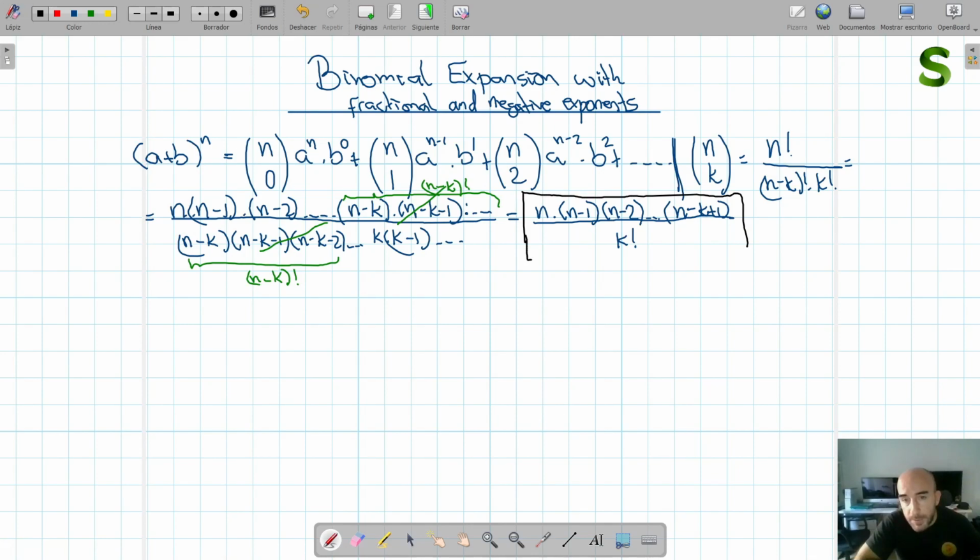Okay, and this is the formula that you need to use in the negative and fractional exponents, because it's the one that is easy to use, and not the previous one, not this one over here, because it's very difficult to use that one with negative and fractional exponents. But this one is easy, as I'll show you now.